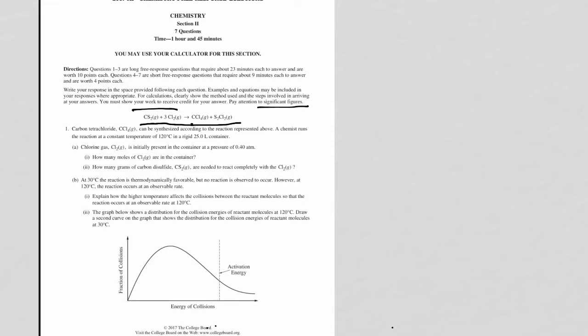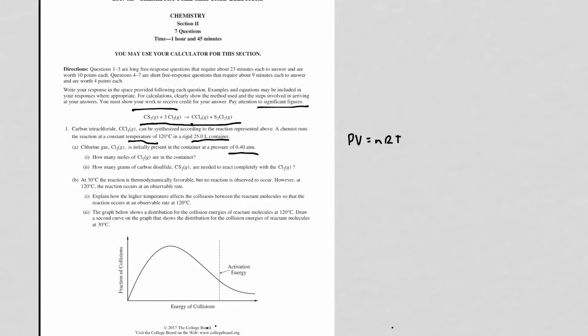It says carbon tetrachloride can be synthesized. The chemist runs the reaction and it gives you a temperature and it gives you a volume. And then in part A of the question, it gives you a pressure. That's screaming PV=nRT. And it says how many moles. So that guides you. This says, okay, I'm definitely going to be using PV=nRT. And then they want you to find out the grams.